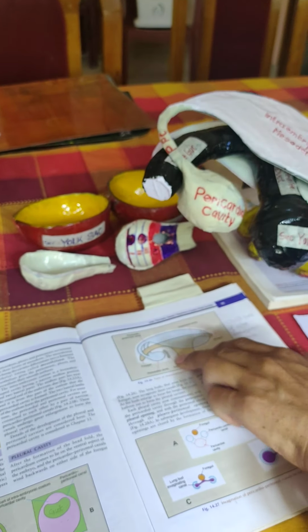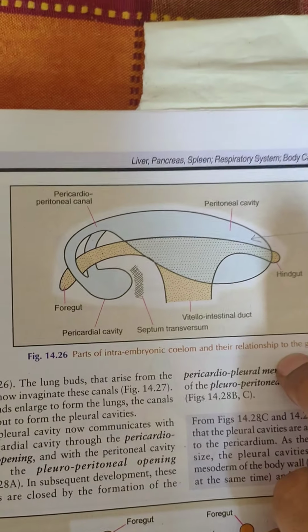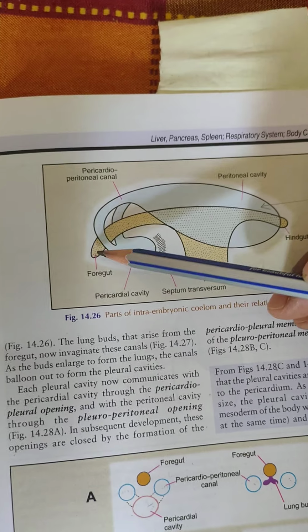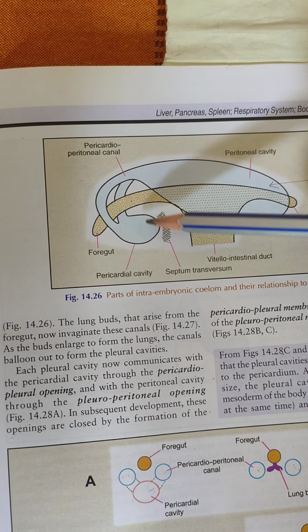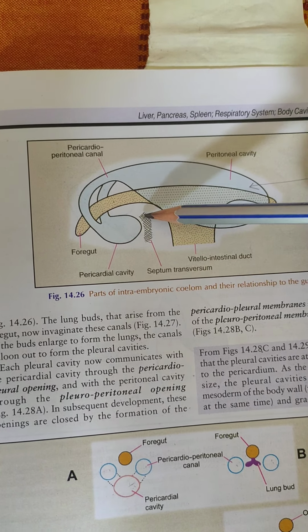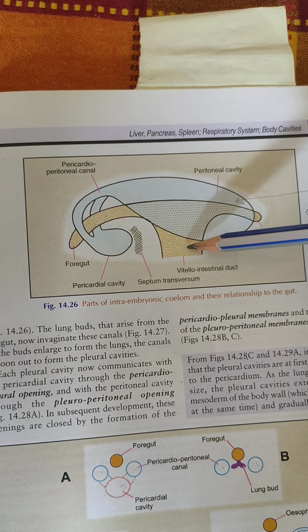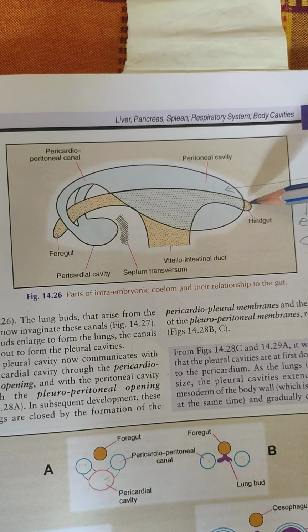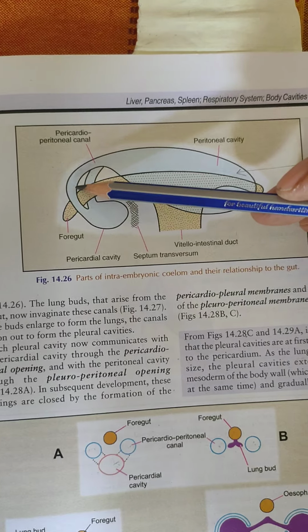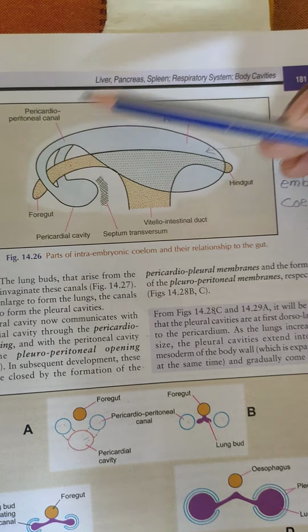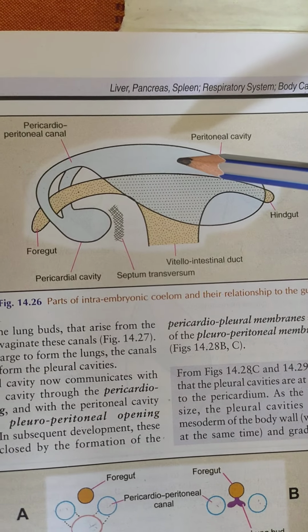So this is the diagram. Please focus on it. Yes. So here this is the foregut. This is the pericardial cavity, septum transversum, and this is the pituitary duct, hindgut, and this is the pericardio-peritoneal canal. So in this diagram, it is very difficult to understand.